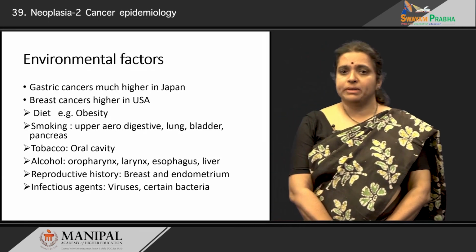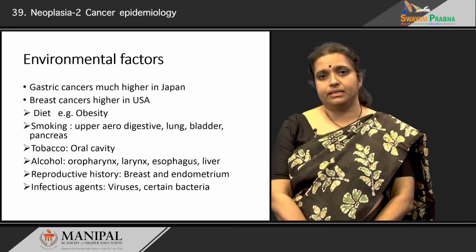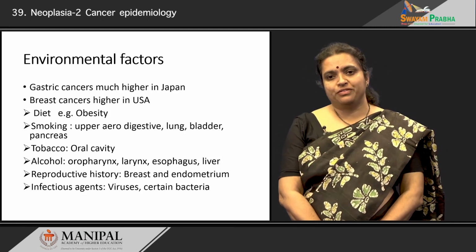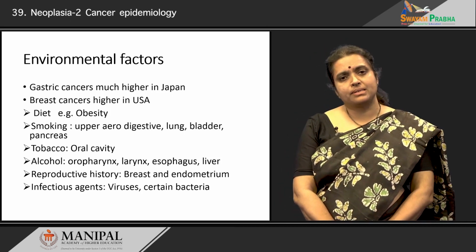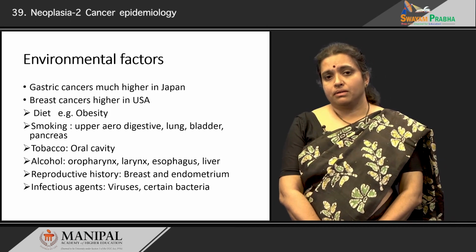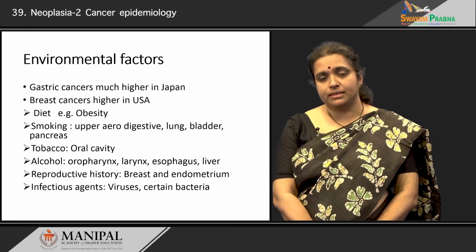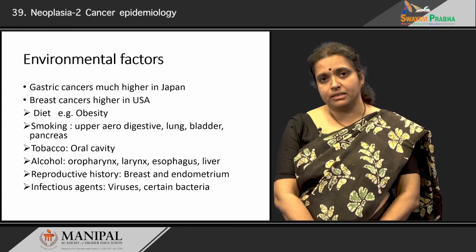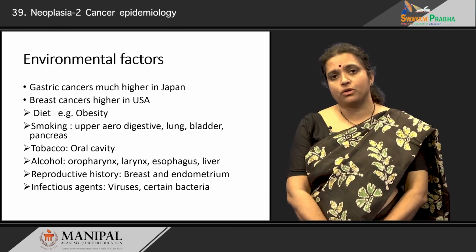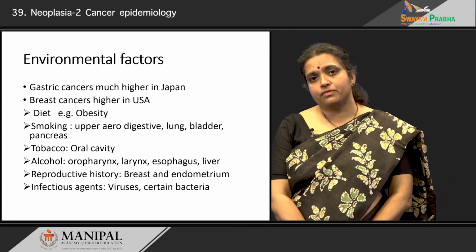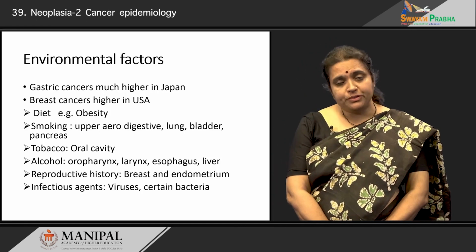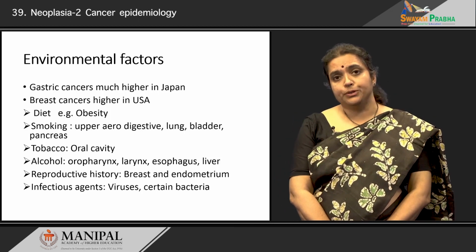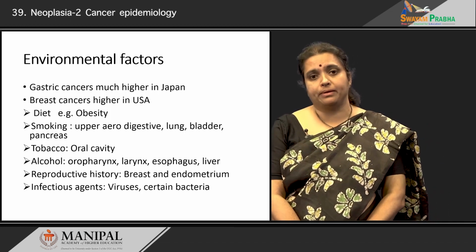So, what are the environmental factors that affect the development of cancer, and how is it different from different countries? Now, it is seen that for some reason gastric cancers are much higher in Japan. This could be due to some of the food habits that are prevalent in that country. There is a high consumption of salted food, high consumption of smoked foods. So, that could be one of the reasons. Whereas breast cancers are very high in the USA and not so much in Japan.